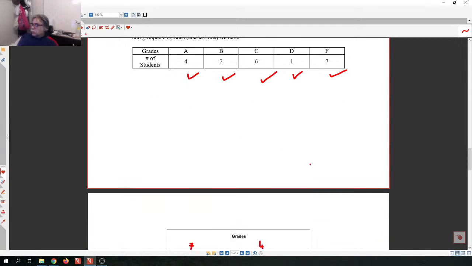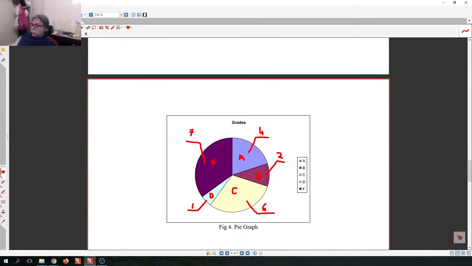4 out of 20 is 20%, which means that this slice ought to be 20% of the whole cake, right? The whole circle. So you have to make sure that that is exactly what's going to happen. Okay? This one ought to be half of A. This one ought to be half of B. A and B combined, 6, have to be as big as C.